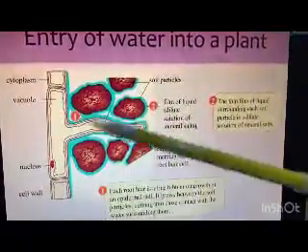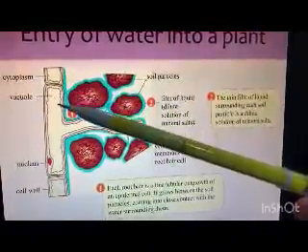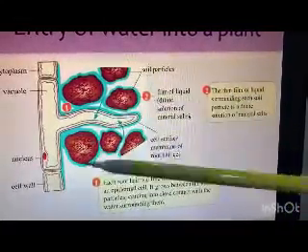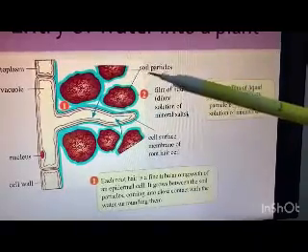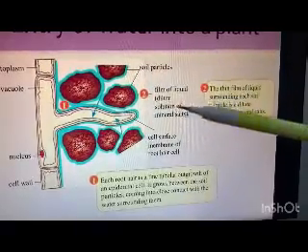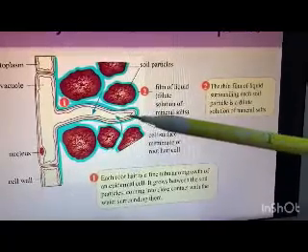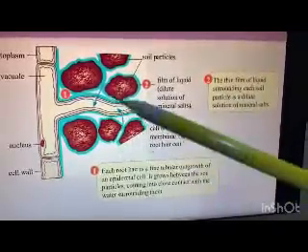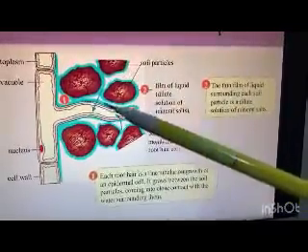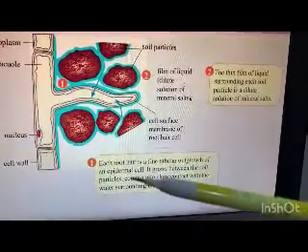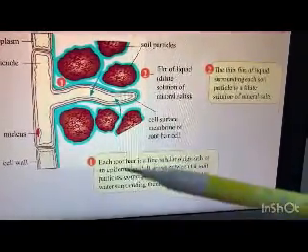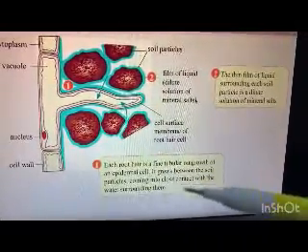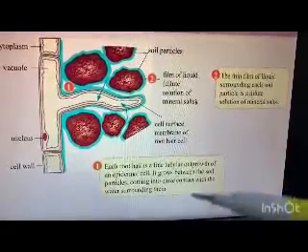If we see a part of the cell, this is the cytoplasm, the vacuole, a little nucleus over here, and the cell wall. These are the soil particles, a film of liquid with dilute solutions of the mineral salts, and the cell surface membrane of the root hair cell. Number one, what they are trying to explain here is that each root hair is a fine tubular outgrowth of an epidermal cell. It grows between the soil particles, coming into close contact with the water surrounding them.